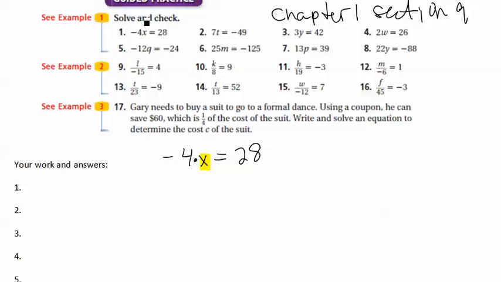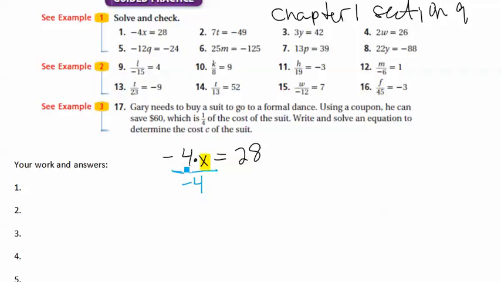So you need to think to yourself, what is happening to the x that is keeping it from being by itself? And in this problem, x is being multiplied by negative 4. That's what's happening to the x right now. And to solve this, we want to do the opposite of that. So instead of multiplying by negative 4, what's the opposite of that? That would be dividing by negative 4.